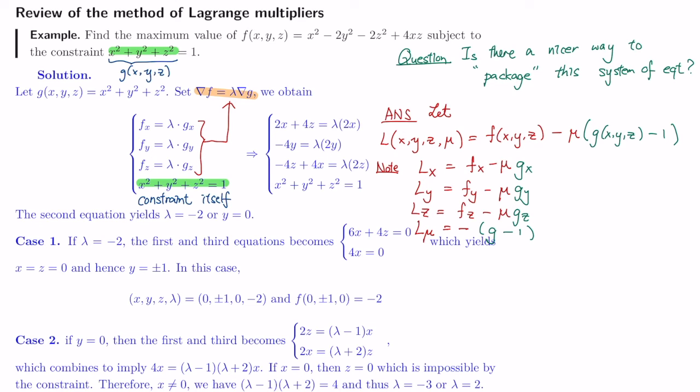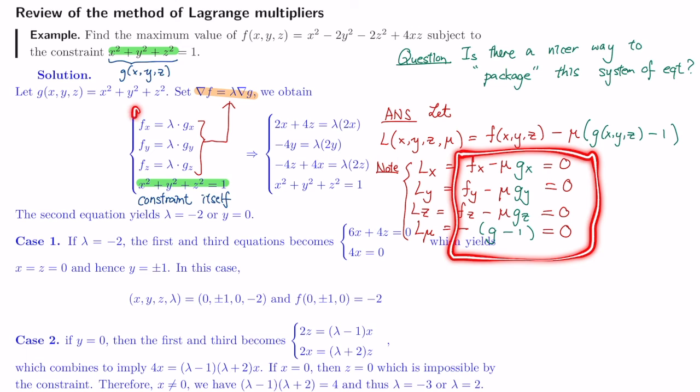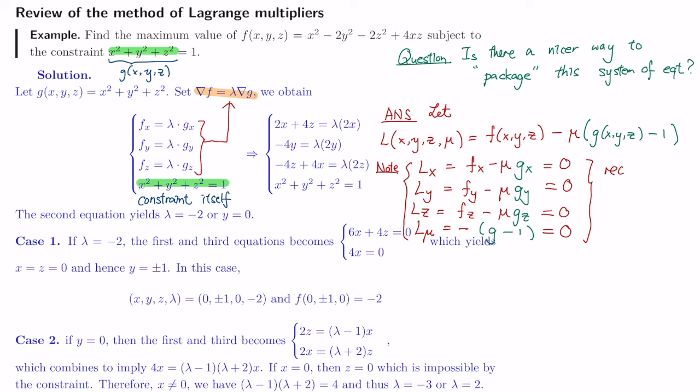And what we observe is that if you set all of this to be 0 and rearrange, then you realize that this is really just this system of equations. The only difference is, we didn't use lambda, we use mu, but that is just a convention. So this recovers the system of equations.